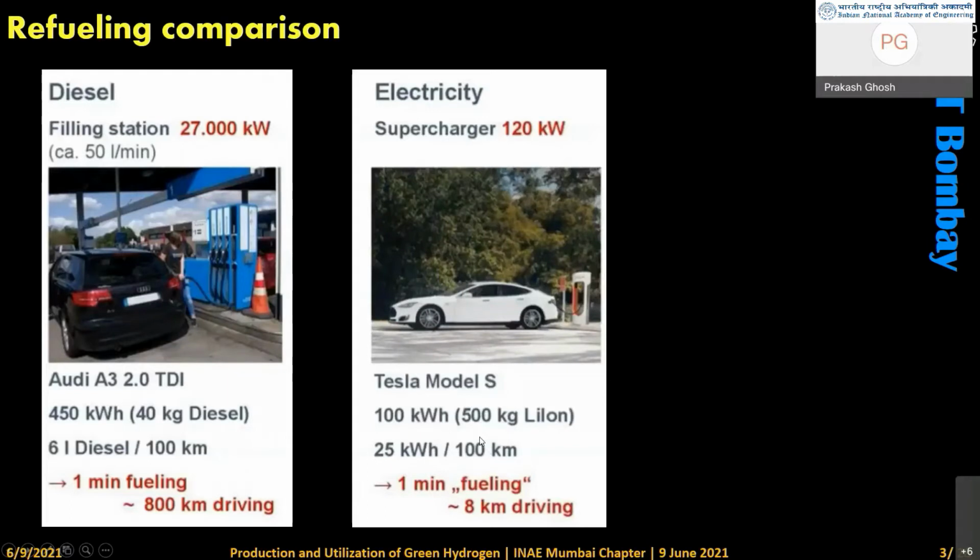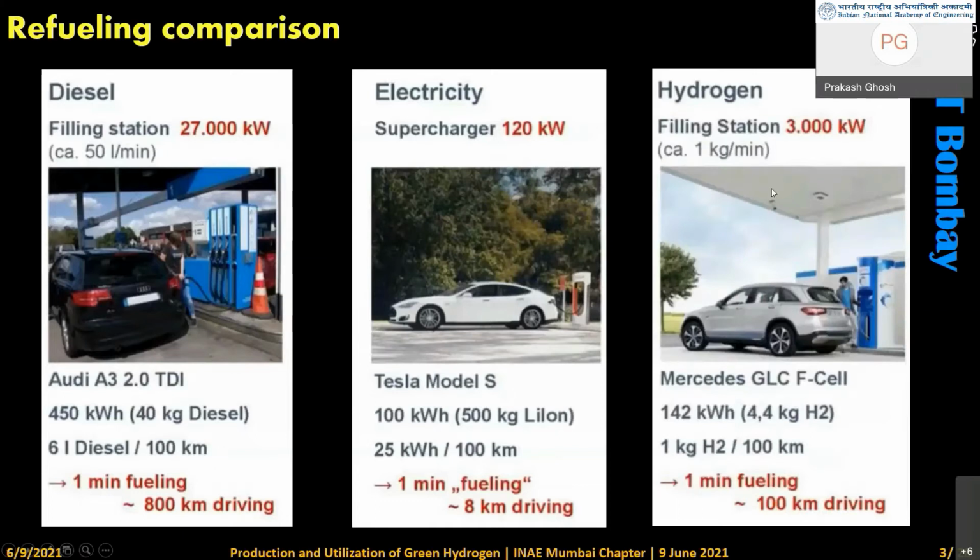If you are traveling from one place to another, you cannot sit for 1.5 hours to charge your battery. And at 120 kilowatt, only one car can be charged at a time, so it's in series. If there are 10 cars, it's almost a 10 hour affair. If you take a hydrogen based system with a similar kind of filling station, you can refuel 1 kg of hydrogen per minute, and with that you can drive 100 kilometers. So between the diesel and the electric car, there is also hydrogen as a carrier, which plays a very important role and can be very useful.